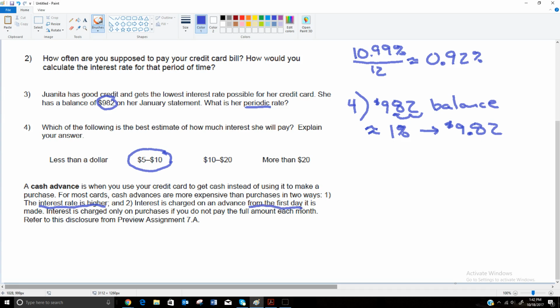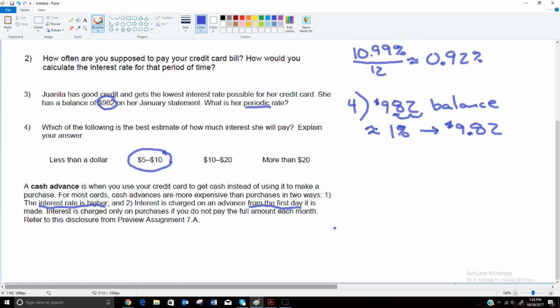So we talked before that if you pay your credit card off every month, you don't owe any interest. Well, that's only if you use it to buy things. If you get a cash advance, as soon as you get that cash advance, they're starting to charge you interest on it. There's no monthly leeway on that.